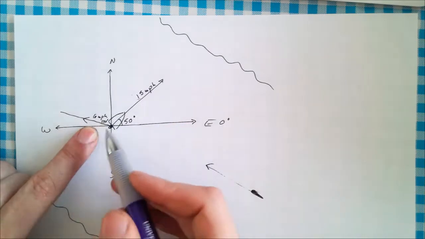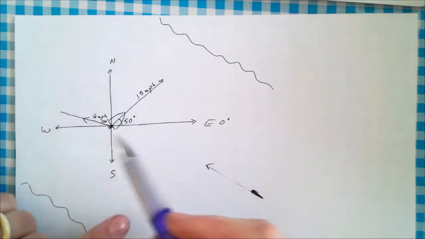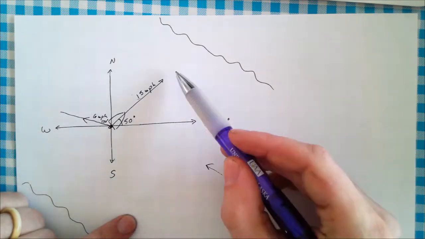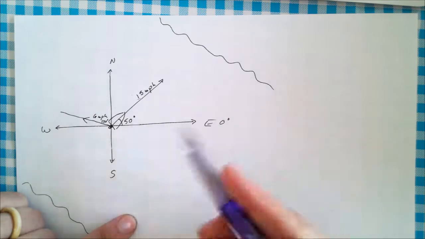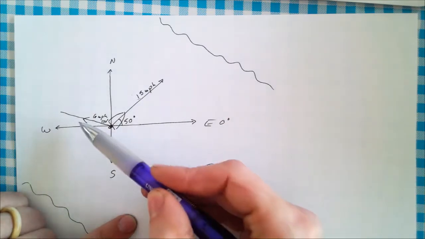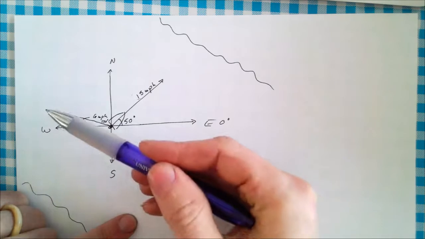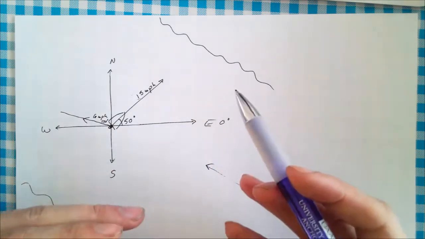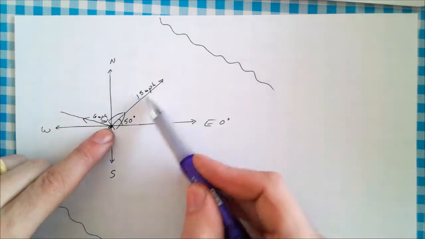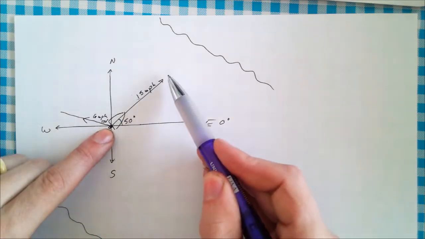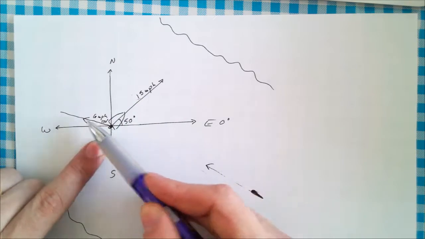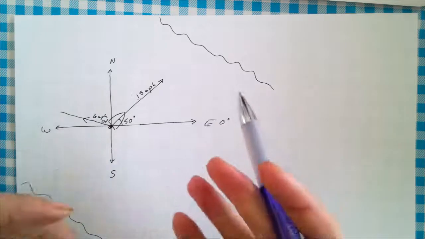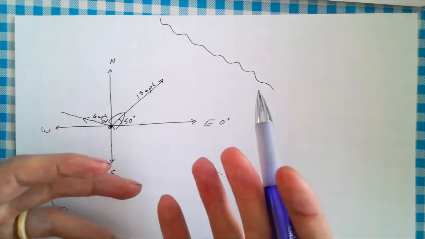Okay, so here's what we want to know. The motor is pushing the boat 15 miles an hour in this direction, 50 degrees. The water is pushing the boat 6 miles an hour in this direction, 170 degrees. What we want to know is, where's the boat actually moving now? It's not moving in this direction because the water is pushing it off that course. It's not moving in this direction anymore because the motor is still pushing it in this direction. And also, what speed is it going? Where is it going and what speed is it going?